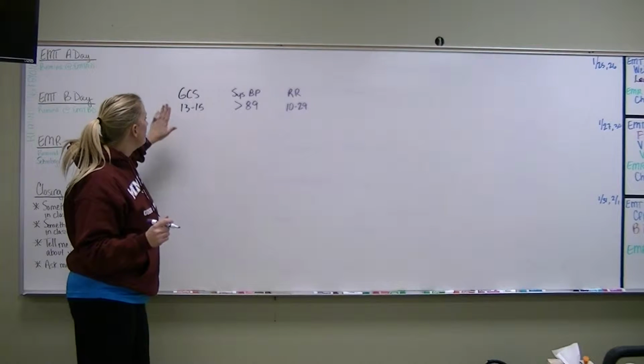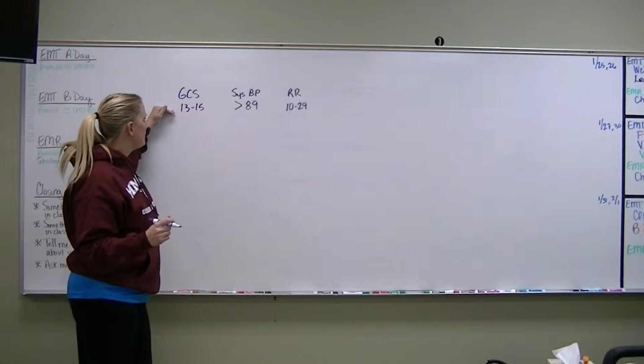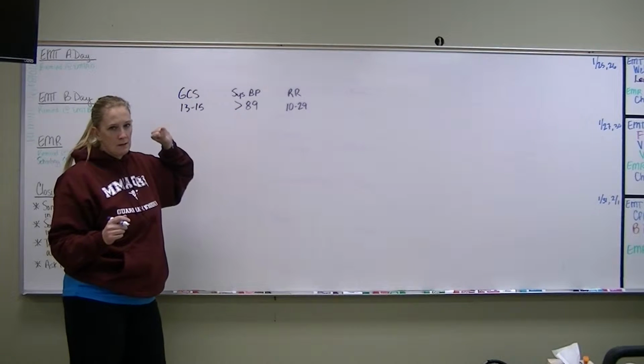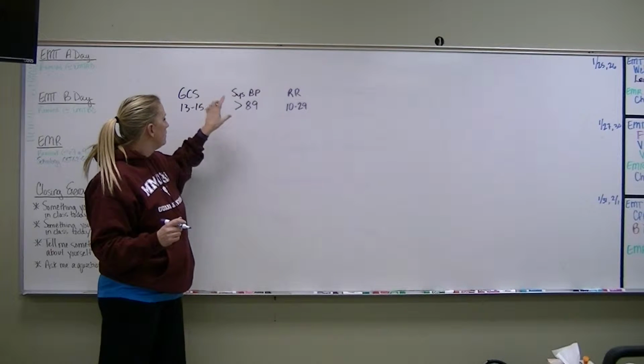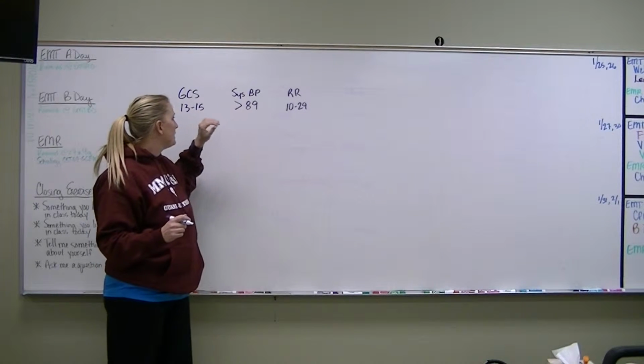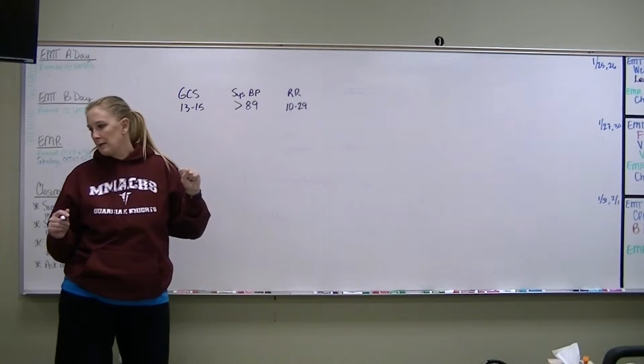So when you're assessing your patient and you check their Glasgow Coma Scale, if it's 13 to 15, they get 4 points. Okay? If their respirations are 10 to 29, they get 4 points. If their systolic blood pressure is greater than 89, they get 4 points. Okay?